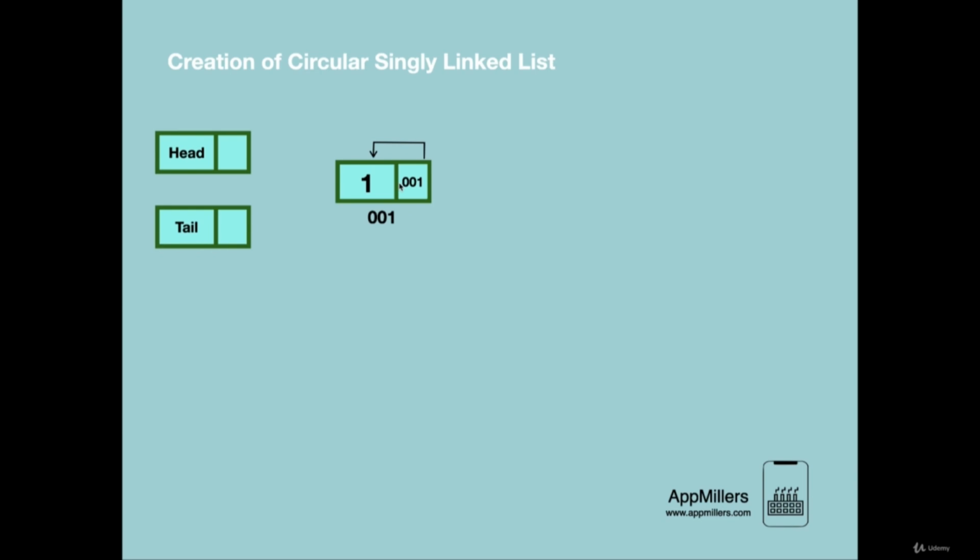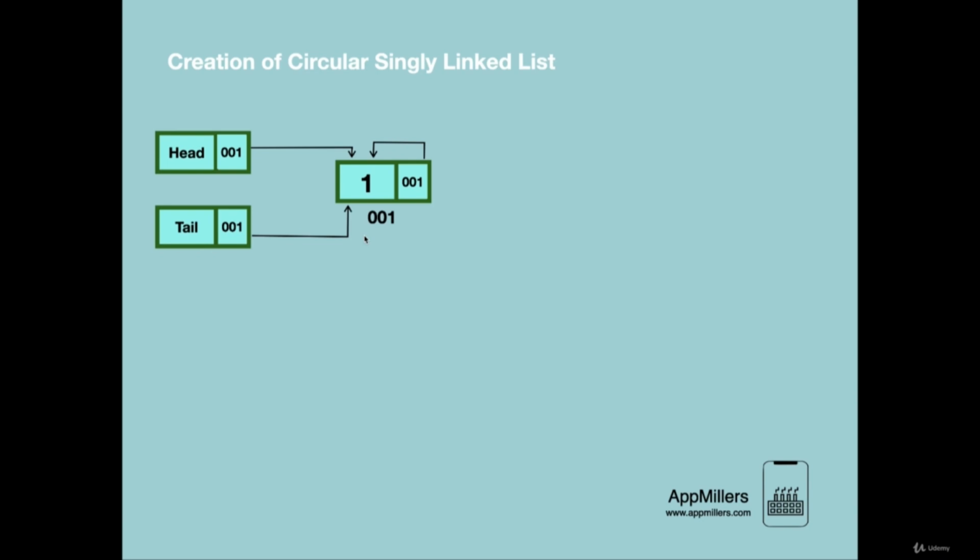So the reference value of this node over here will be itself. Then we need to assign references to head and tail, which will be 001, because 001 is the physical location of this node in the memory. So we are updating the head's reference to 001 and this creates a link between head and this node. Then we are updating the tail reference to 001, which will create a link between tail and this node. With this, we are creating a circular single linked list which has only one node.